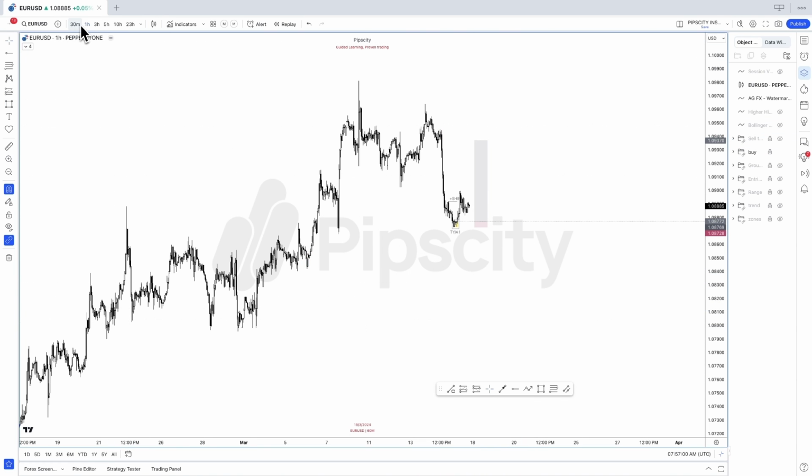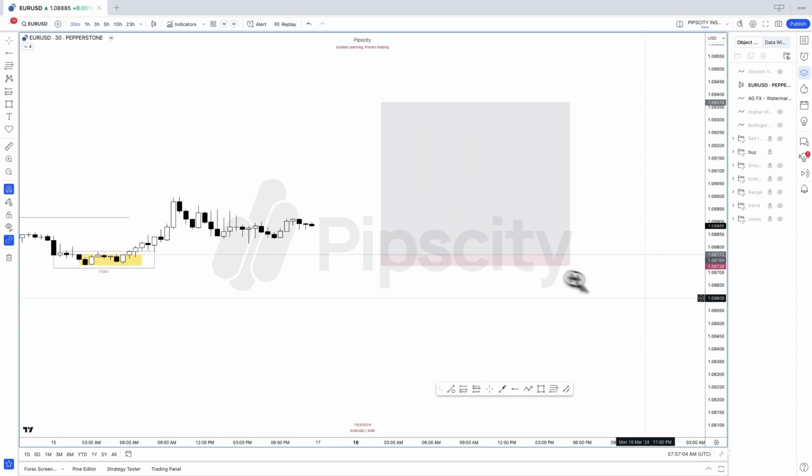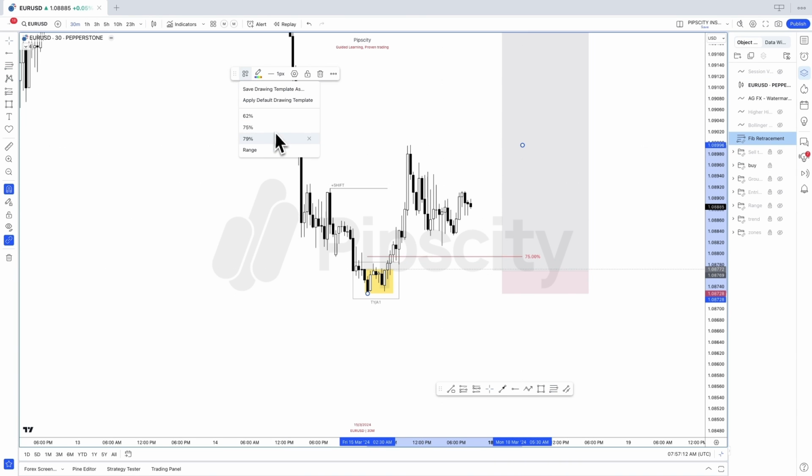And another thing is, if I was to also utilize the concept of fib, I want to see where is the 79% or 75%. Is it close to my entry? Of course, 75 is close to my entry. So means 79 should be on my entry. Okay, very, very close. And I want to take that.